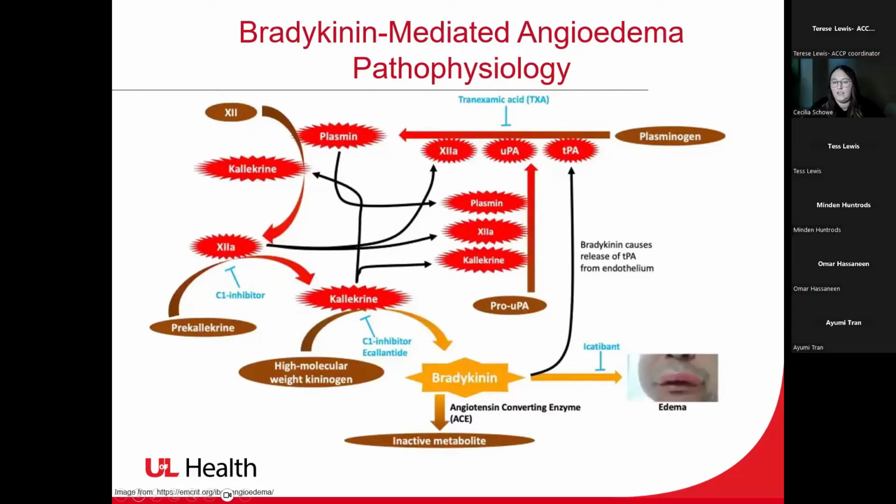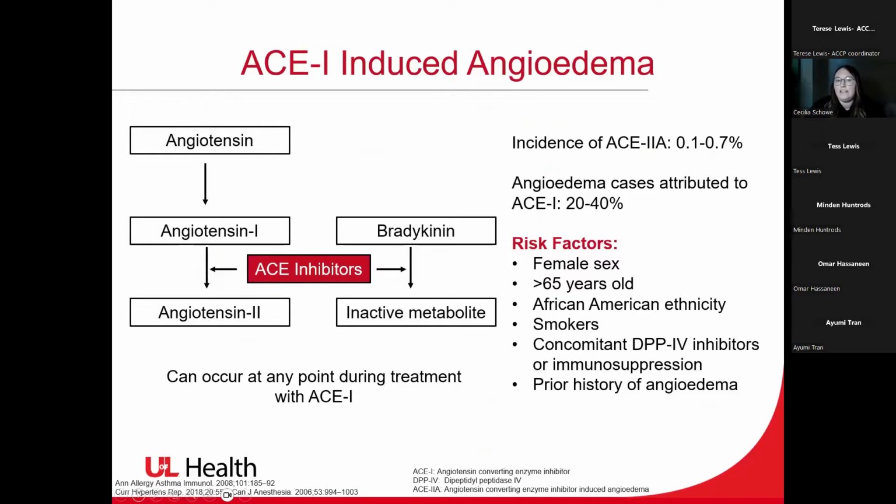Specifically, when we think about ACE inhibitor-induced angioedema, it has an incidence of anywhere from 0.1 to 0.7%. But specifically, angioedema that's attributed to ACE inhibitors is anywhere from 20 to 40%. When we think about the mechanism for this, we know our ACE inhibitors primarily inhibit the conversion of angiotensin 1 into angiotensin 2. But one of their other mechanisms is that they stop the breakdown of bradykinin into its normally inactive metabolite. So we end up getting a buildup of this bradykinin, like we saw with our pathway before.